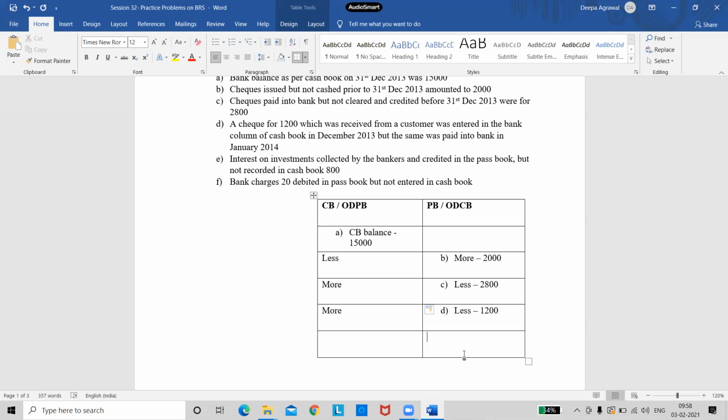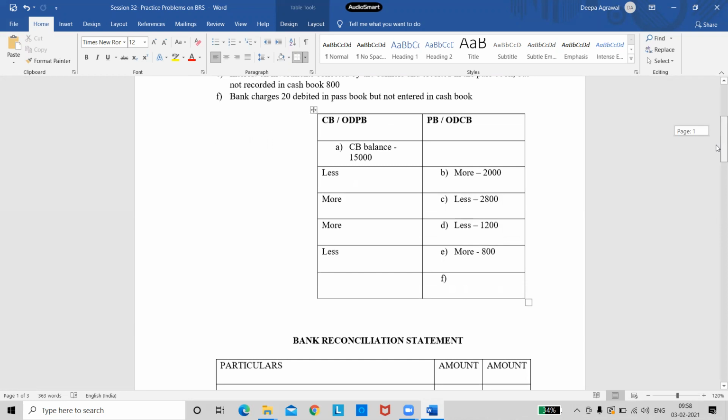Now see the first item: interest on investments collected by the bankers and credited in the passbook but not recorded in the cash book. Which book has recorded it? The passbook. So I'll write first in the passbook, and the passbook balance will increase because it is a receipt, by 800 rupees. Because the passbook is increasing, automatically my cash book will be less. Now I'll move forward to the next transaction.